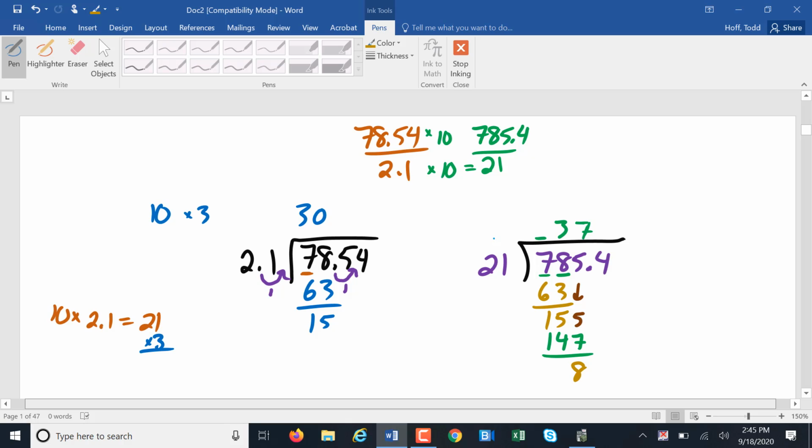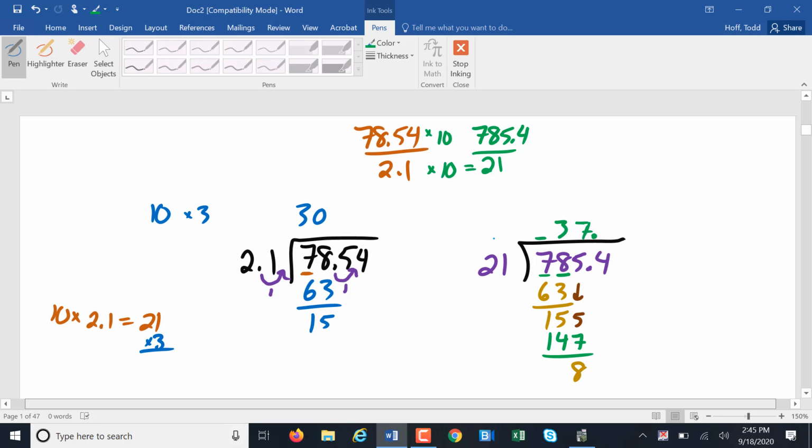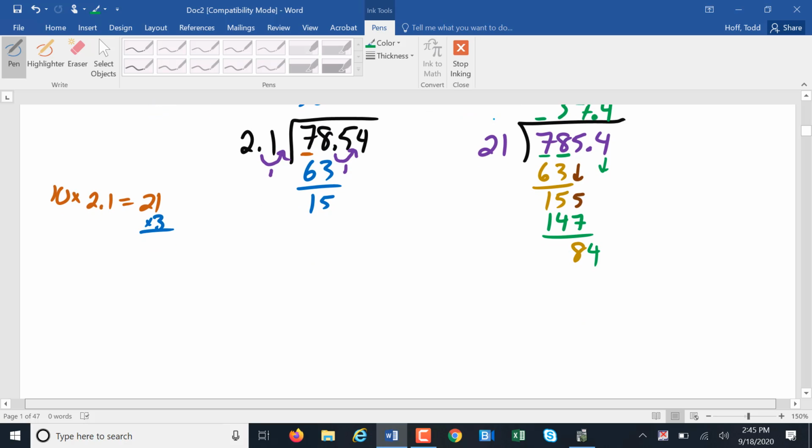Perfect, 8. Now before I bring down the next digit, what do I have to do? Yeah, I'm crossing the decimal point, so I've got to move the decimal point up. Now I can bring down the 4. 21 goes into 84 4 times. So that's 37.4. Now, what if it doesn't divide out nice and evenly like that? That one ended after 1 decimal place. That's a pretty nice, simple division.